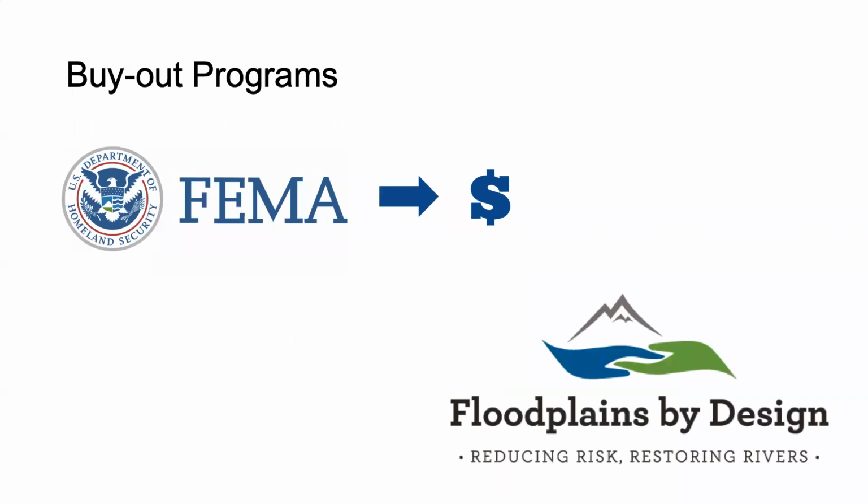Buyout programs, which you might be familiar with, typically involve making public funds available to purchase at-risk properties from willing property owners at market rates. Around the US, there's a long record of using FEMA funds for purchasing properties in flood-prone areas through various programs at state and local levels. In Washington, programs like Floodplains by Design have bought out over 700 riverside properties since 2013.